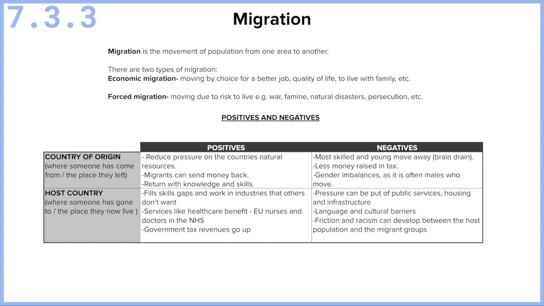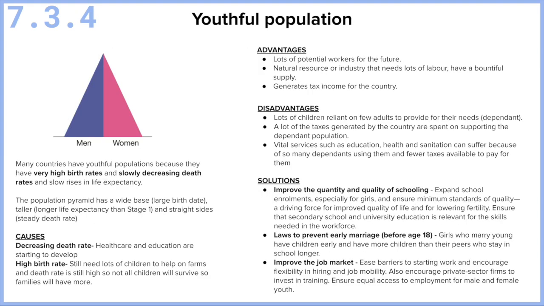And that leads to some friction and some racism, which can flare up between host populations and migrant groups. Next, we have a youthful population. So this is the opposite of the aging population that we looked at in 7.3.2.